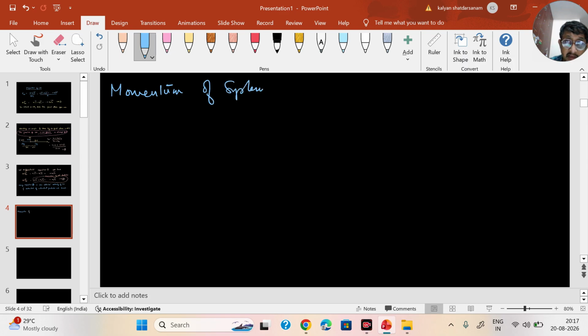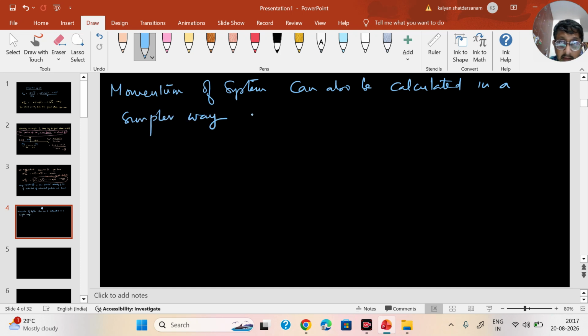Momentum of system can also be calculated in a simpler way as total mass into velocity of center of mass. This is the easiest way to find momentum instead of going to individual particles.